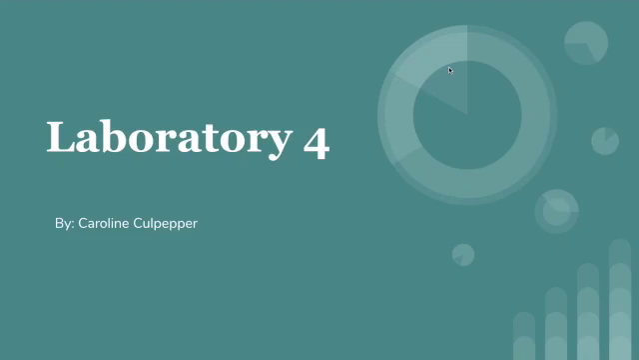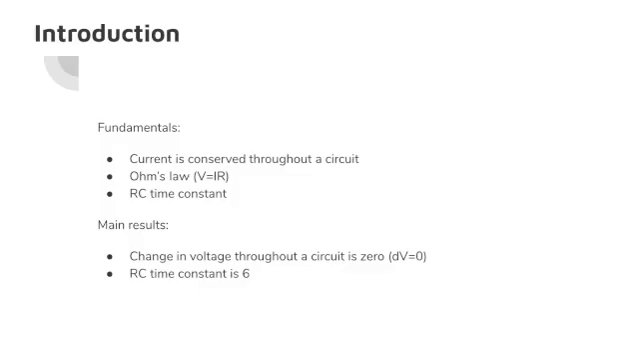For Laboratory 4, I'm going to first start with an introduction and mention some fundamentals that were important throughout the lab. So first off, current is conserved throughout a circuit. And next would be Ohm's law, where voltage equals current times resistance, and the RC time constant, which is representative of the time at which the voltage difference has dropped to 1 over e of its original value.